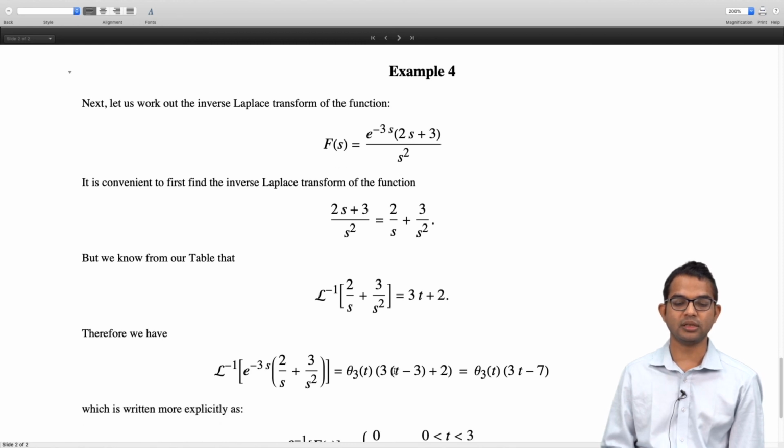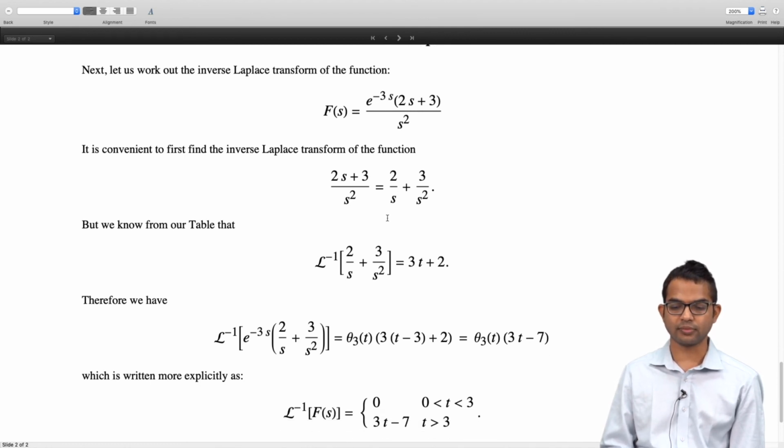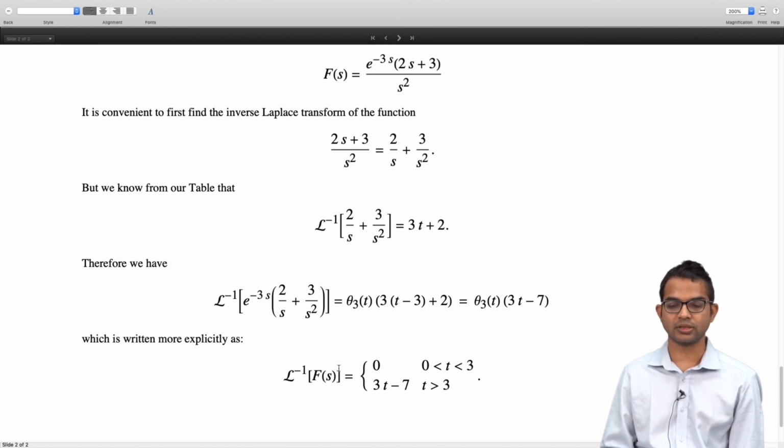You can explicitly check that indeed if you take the Laplace transform of this function, you get back the original function you started with. And if you want, you can also rewrite this inverse Laplace transform as, it takes the value 0 from 0 to 3, but it becomes 3t minus 7 starting from t greater than 3, right?